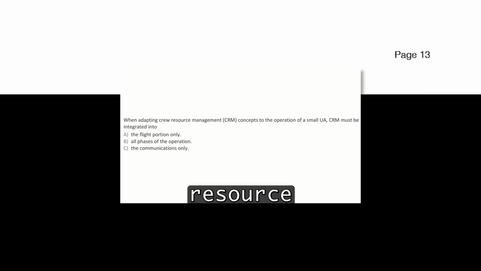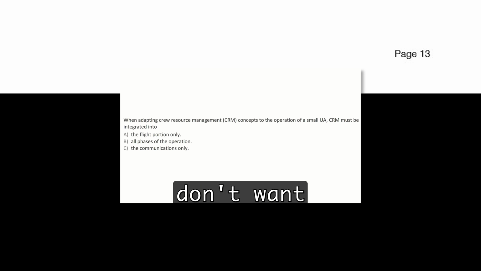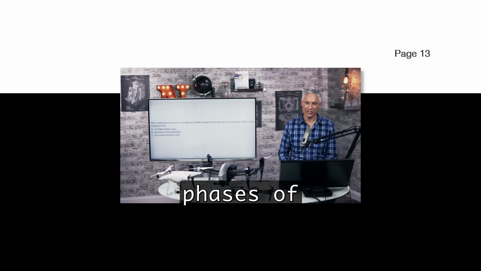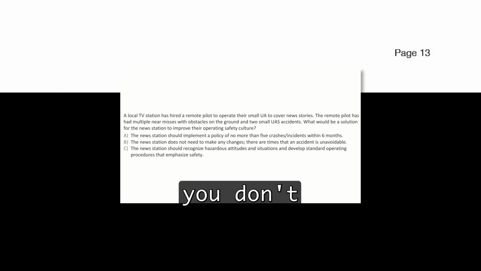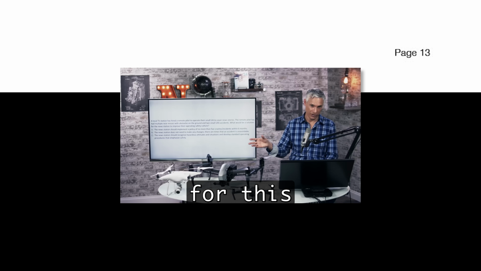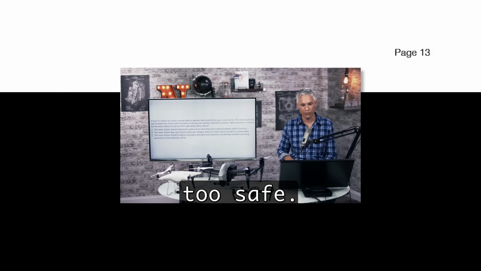When adapting crew resource management concepts to the operation of a small drone, CRM must be integrated into, and again, they don't want, it's all phases of the operation, because they will always err on the side of being too safe. They're never going to say, you don't have to worry about crew resource management for this phase, right? Err on the side of being too safe.